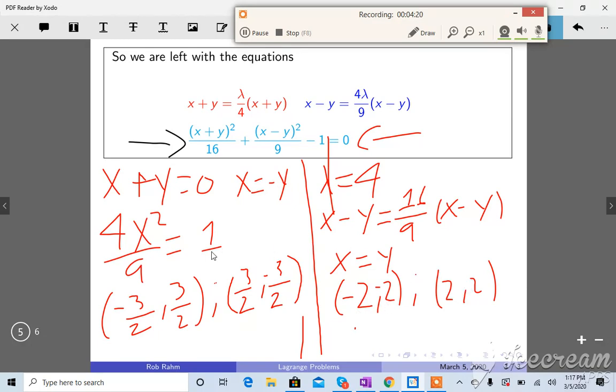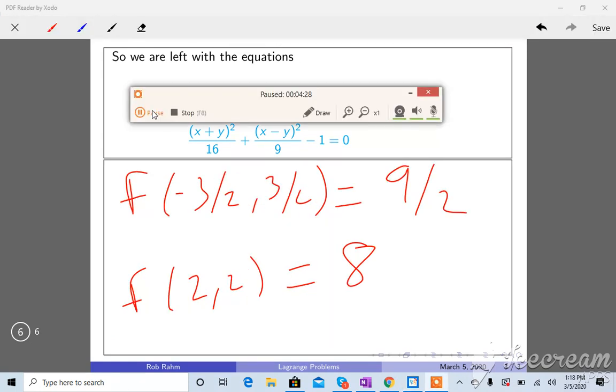So the 4 points that we need to test are: minus 3 halves, 3 halves; 3 halves, minus 3 halves; minus 2, minus 2; and 2, 2. f of minus 3 halves, 3 halves is equal to 9 halves, and similarly f of 3 halves, minus 3 halves is equal to 9 halves, and then f of 2, 2 is equal to 8, and f of minus 2, minus 2 is equal to 8. So 9 halves is the absolute minimum, and 8 is the absolute max of f subject to this constraint.